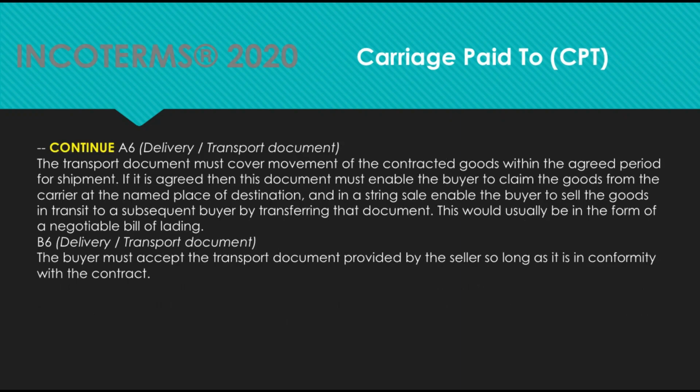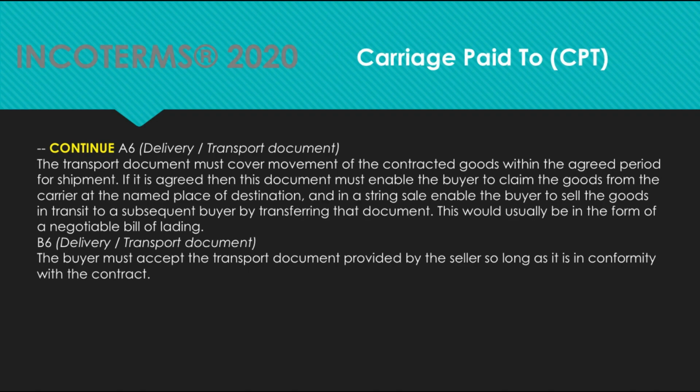The transport document must cover movement of the contracted goods within the agreed period of shipment. If it is agreed, then this document must enable the buyer to claim the goods from the carrier at the named place of destination, and in a string sale enable the buyer to sell the goods in transit to a subsequent buyer by transferring that document. This would usually be in the form of a negotiable bill of lading. B6 delivery transport document. The buyer must accept the transport document provided by the seller so long as it is in conformity with the contract.